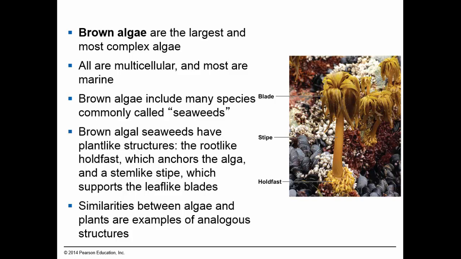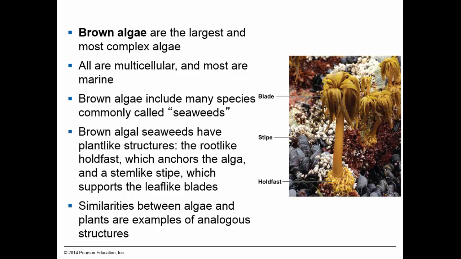So the brown algae have a number of structures that function very similar to plants. The structures called the holdfasts attach or anchor the algae to the substrate that they need to remain attached to. The stipe is a long tube, very similar to the stem of a plant or the trunk of a tree. And the blades are leaf-like structures involved in photosynthesis.